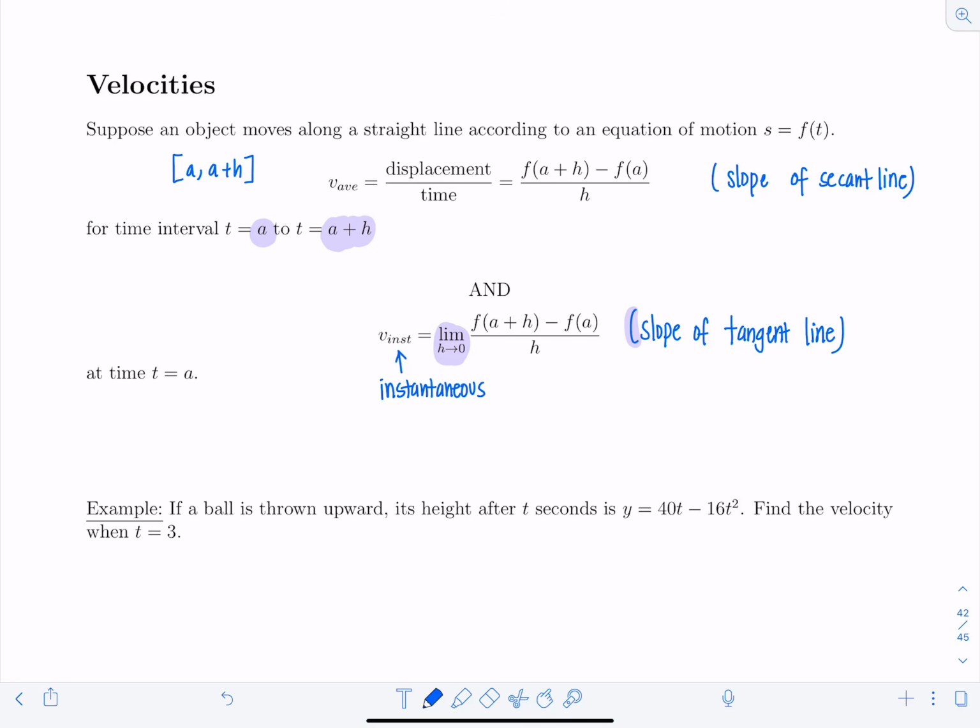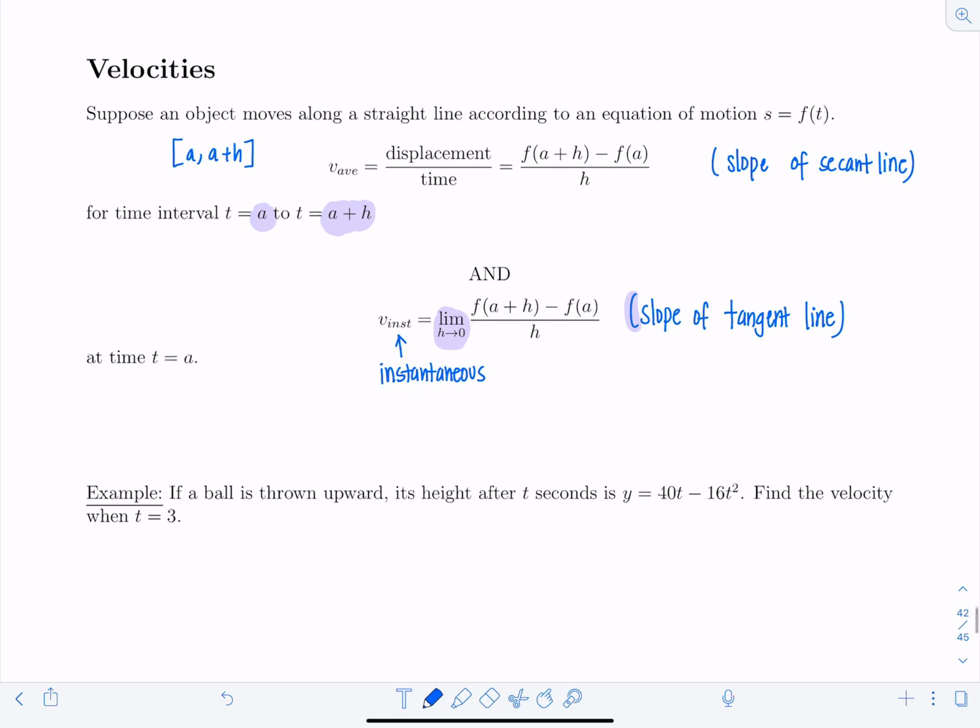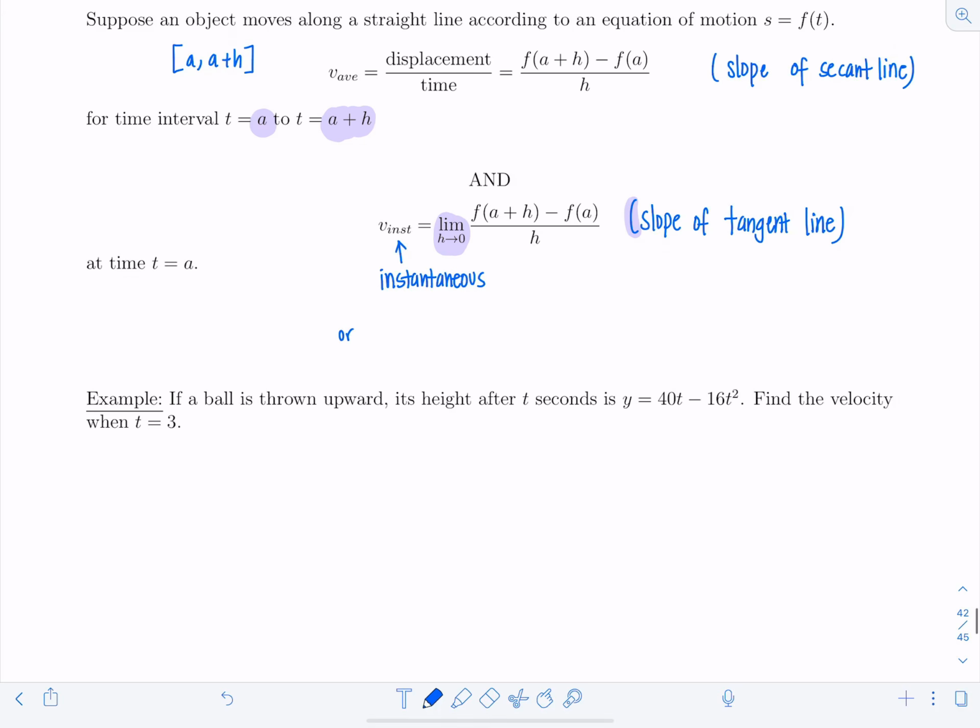All right. Good. So if you're asked for an average velocity, they need to give you two time values over which you're computing the average velocity. If you're asked for an instantaneous velocity, it needs to be at one specific time value. And alternatively, you could use the other formula for instantaneous velocity. You could take the limit as t approaches a of f of t minus f of a over t minus a.